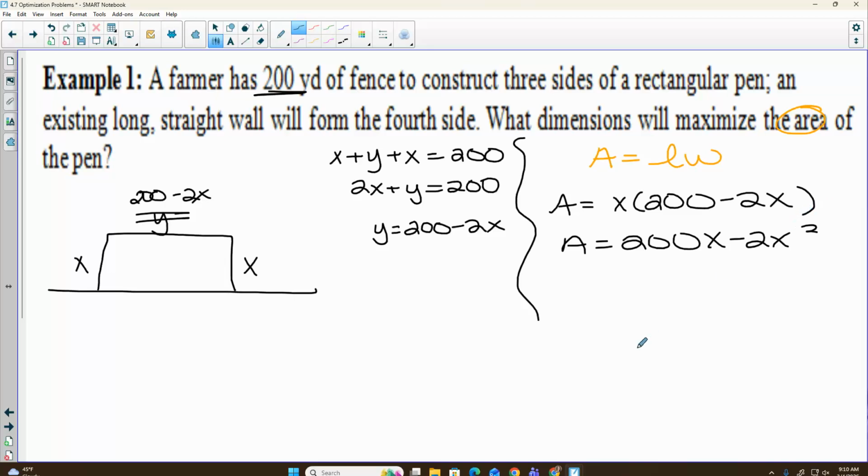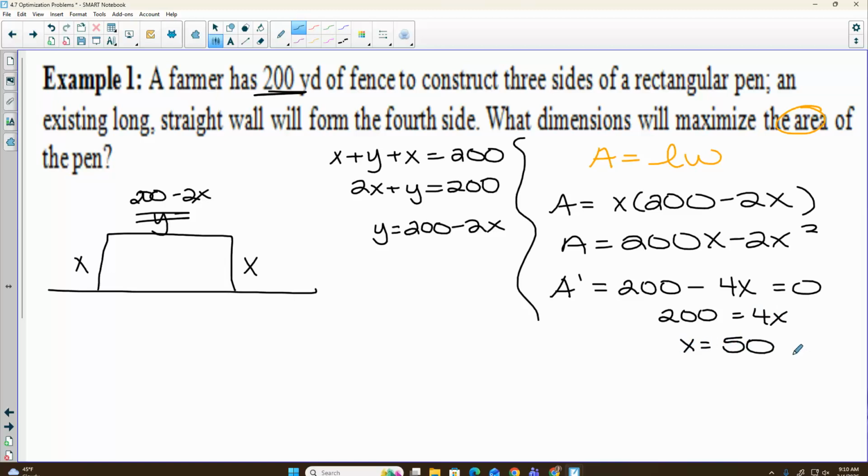Now if I want to maximize or minimize, what do we do? Derivative. I'm just going to call this A prime, the derivative of A. So the derivative of 200x would be 200, minus the derivative of 2x squared, which is 4x. And to get our critical points, we set our derivative equal to 0. So we get x to be 50.